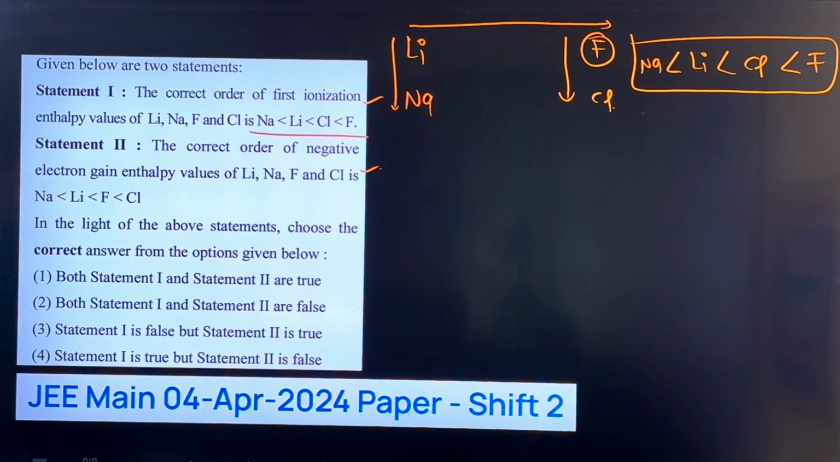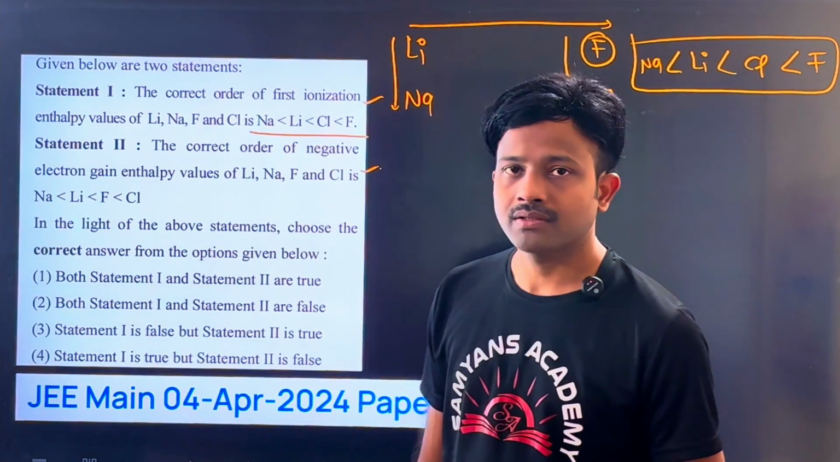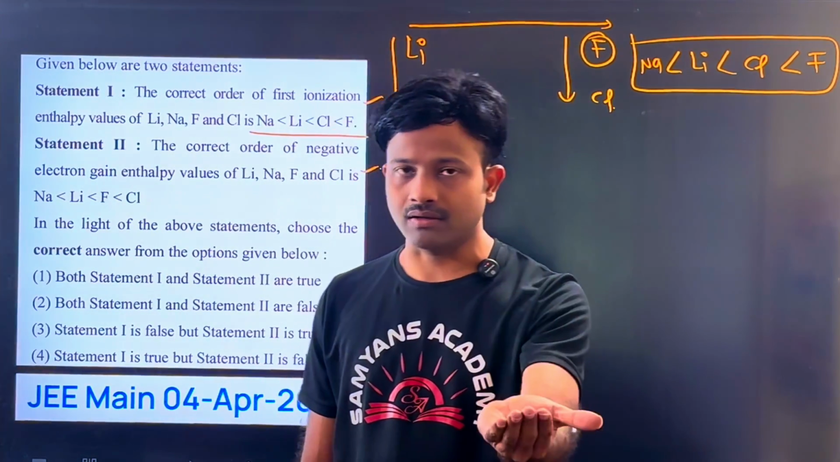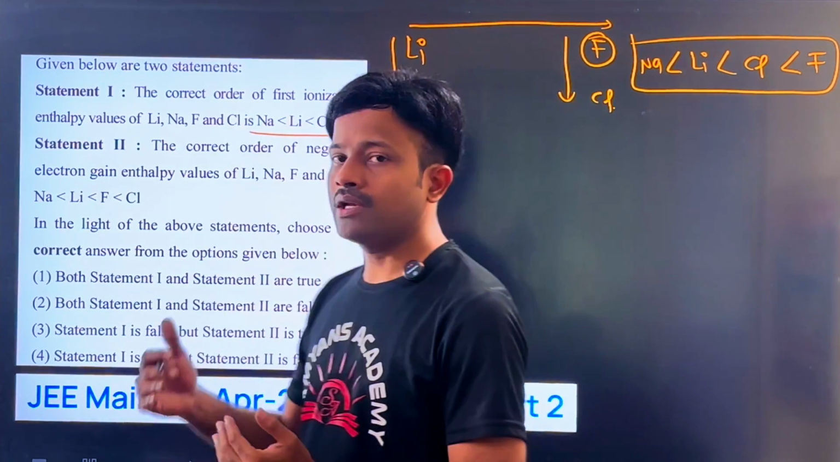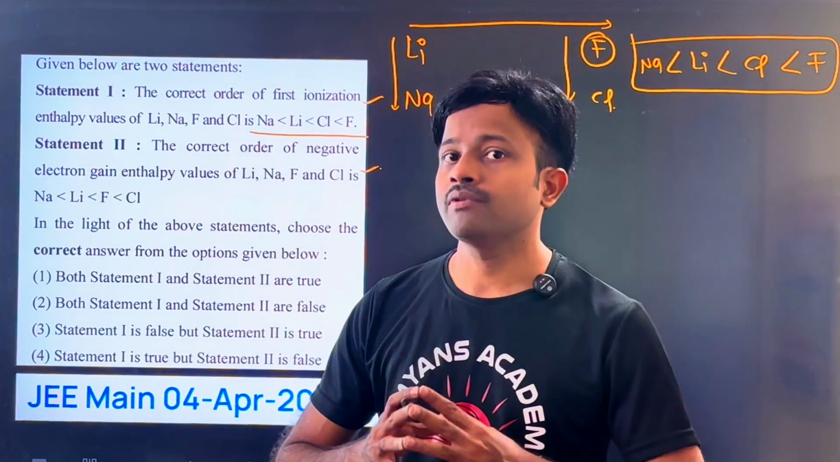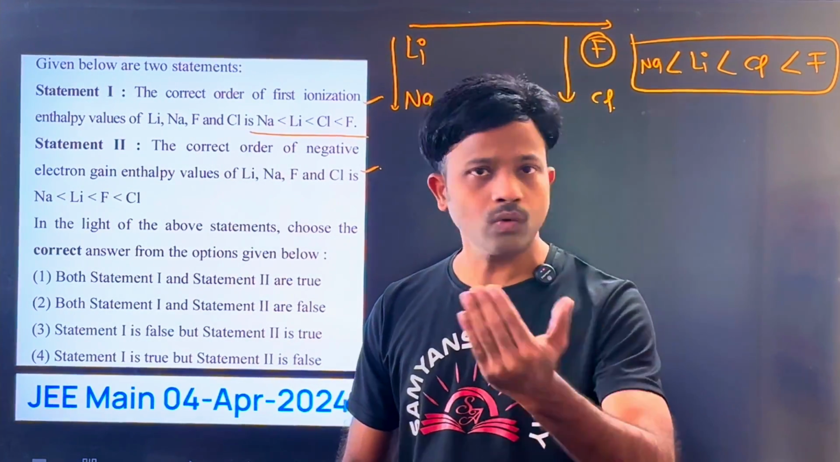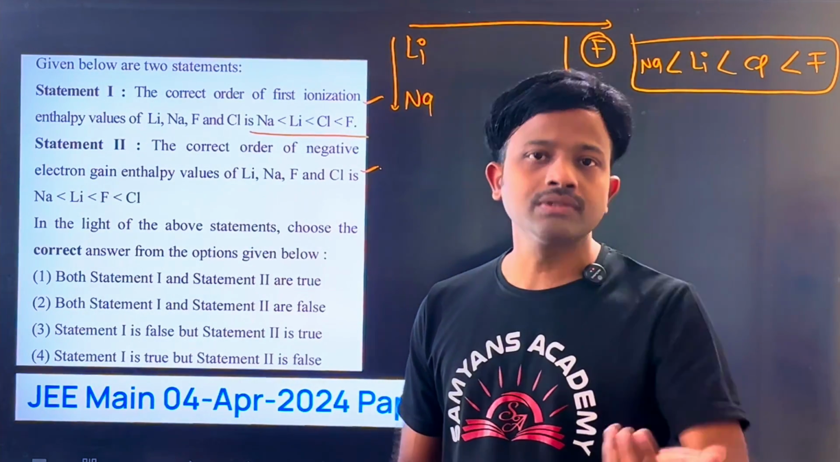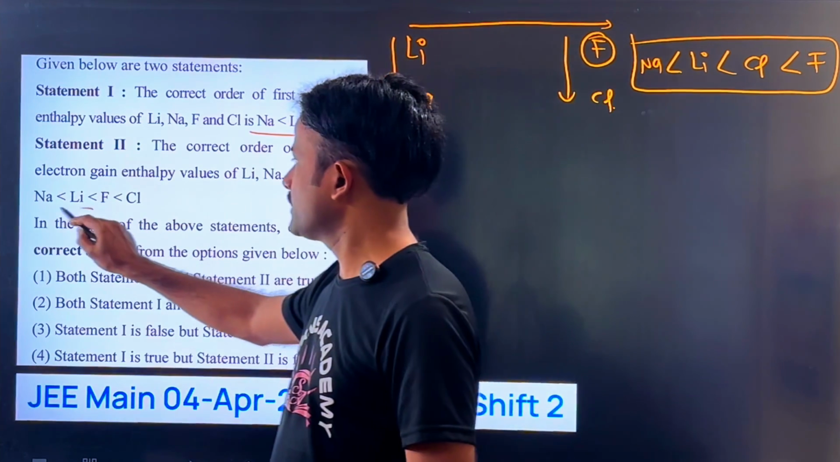The correct order of negative electron gain enthalpy values of lithium, sodium, fluorine and chlorine. You already know that first group elements are ready to lose electrons. They don't want to take electrons. Yes or no? The electropositive elements have negative electron affinity values because they don't want to take the electron. They want to lose the electron readily. These are lithium and sodium.